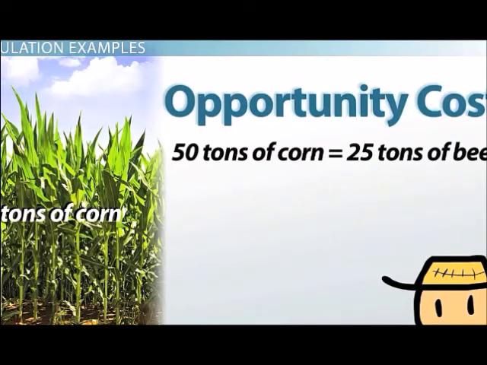What we really want to know is how much beef we could have produced if we chose to produce 1 ton of corn. But the question gave us 50 tons. To reduce this equation down, we divide each side by 25.